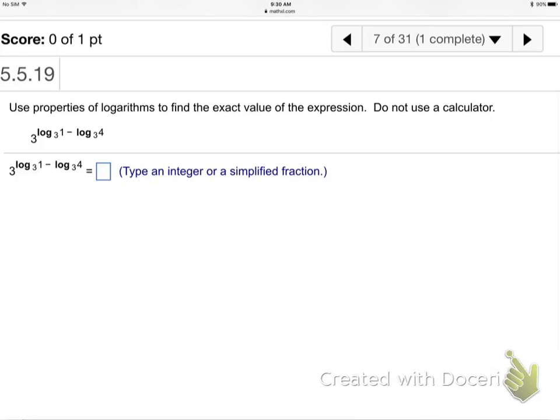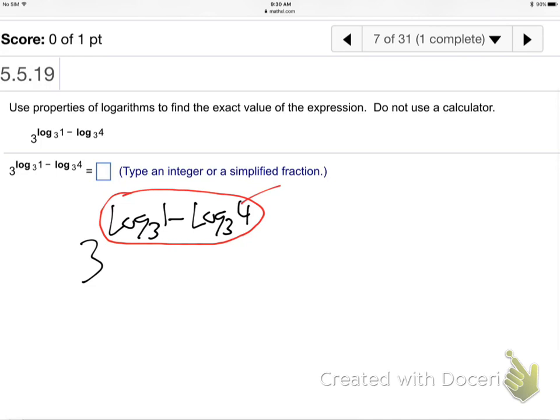So we've got 3 to the log base 3 of 1 minus log base 3 of 4. That's weird looking. Let's do this. Let's grab this part just by itself and simplify this first off. Just that. Let's simplify it. So what is log base 3 of 1 minus log base 3 of 4? What's just that? Forget about the other part.